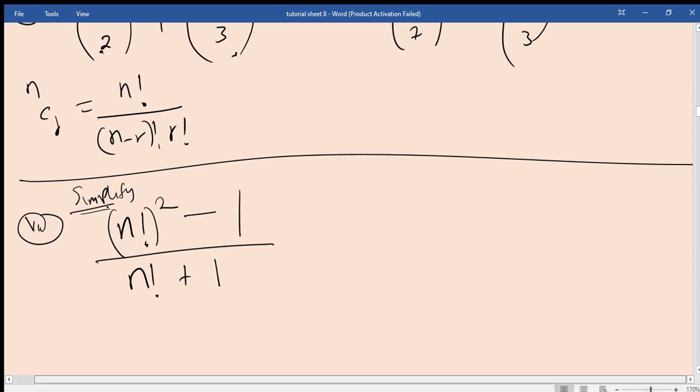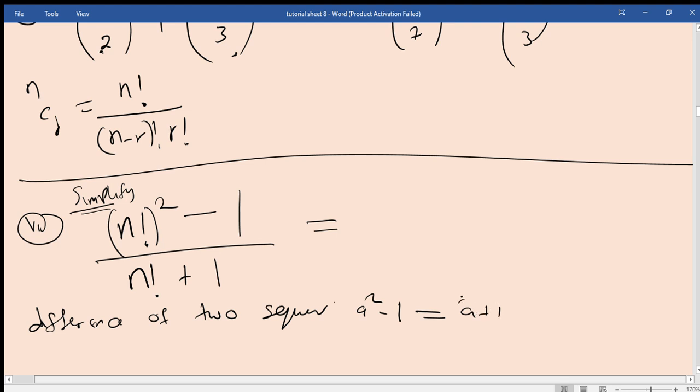Simplifying this one is just as good as recognizing that this is a difference of two squares. A difference of two squares is a situation where we have a squared minus 1, which can be treated as a plus 1 times a minus 1. There is a minus here, and this is a square, and this is a square. So I can treat this as n factorial plus 1, and the other one will be n factorial minus 1.